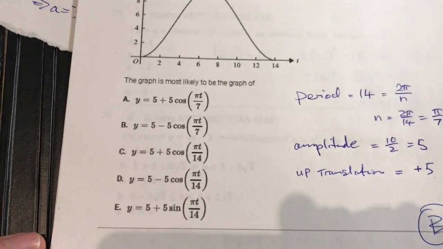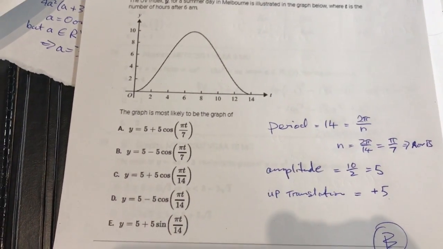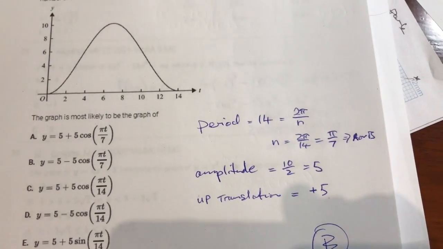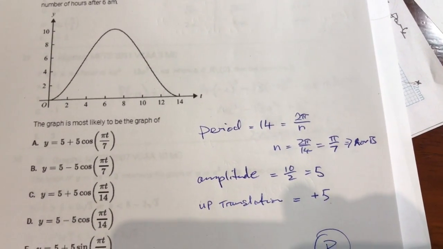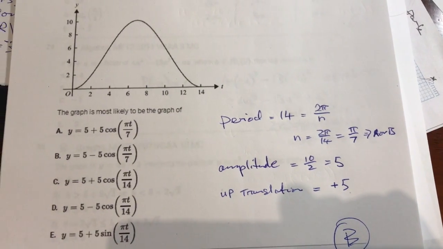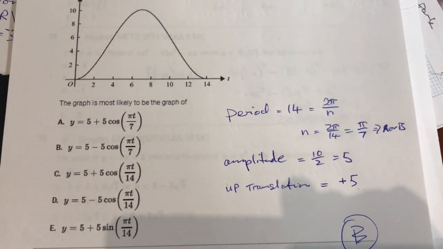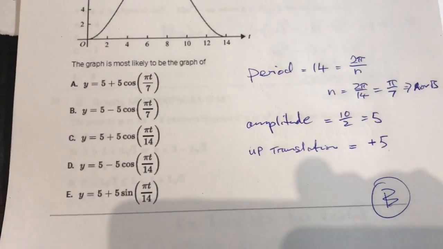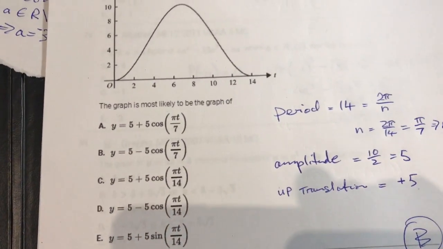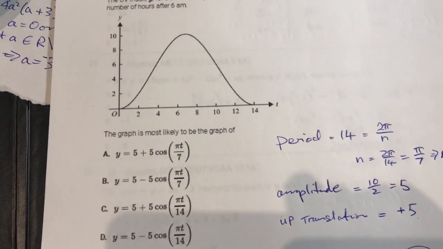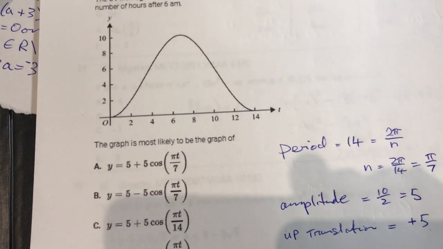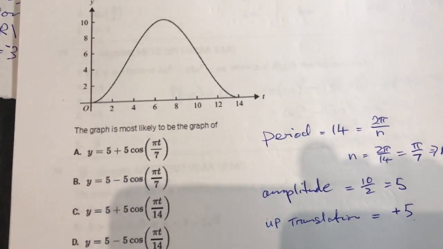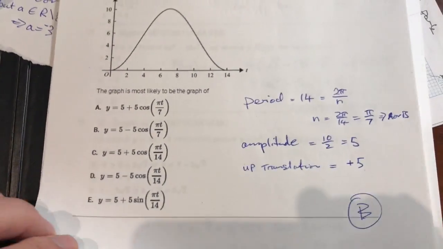Next question, we've got a graph, it could be sine or cos. Its period is going to be pi over 7. That immediately narrows it down to A or B. And then you've got an amplitude 5, up translation 5. We've just got to decide whether it's sine or cos, whether it's positive or negative. So it comes down to, since A and B are both cos anyway, B is the correct answer.